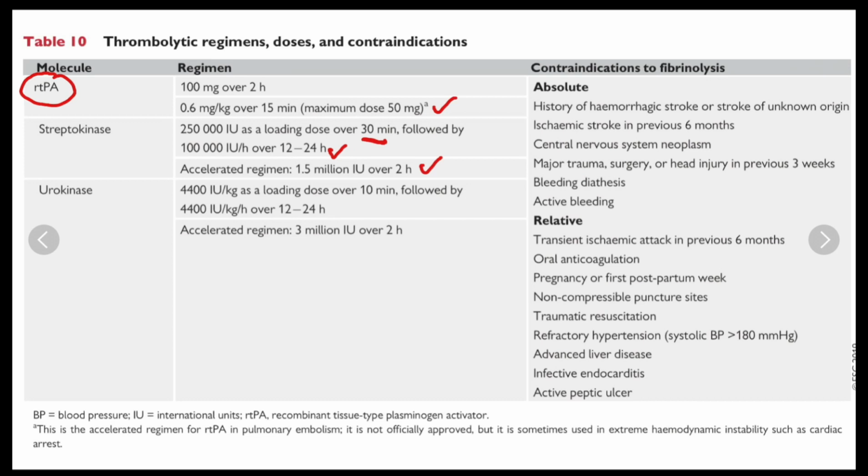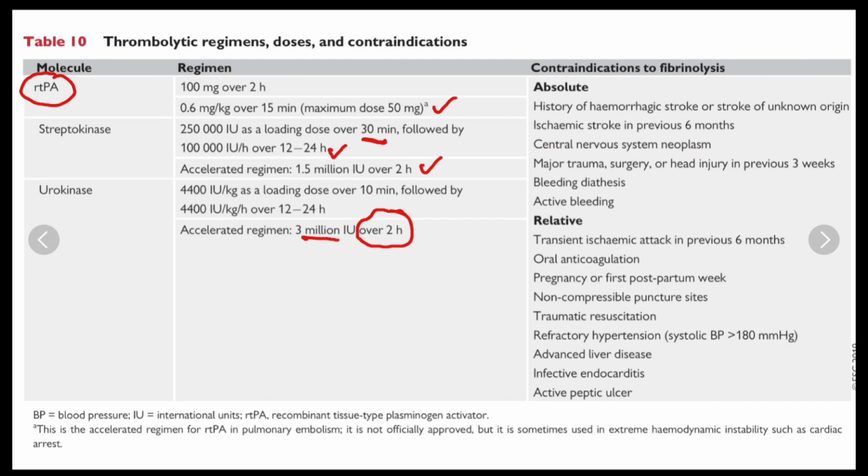Okay, guys. Then comes urokinase. Urokinase we can give 4400 international unit per kg as loading dose over 10 minutes, followed by 4400 international unit per kg per hour over 12 to 24 hours. And the accelerated regimen is 3 million international unit over 2 to 4 hours. So we should give 3 million urokinase, and streptokinase 1.5 million.